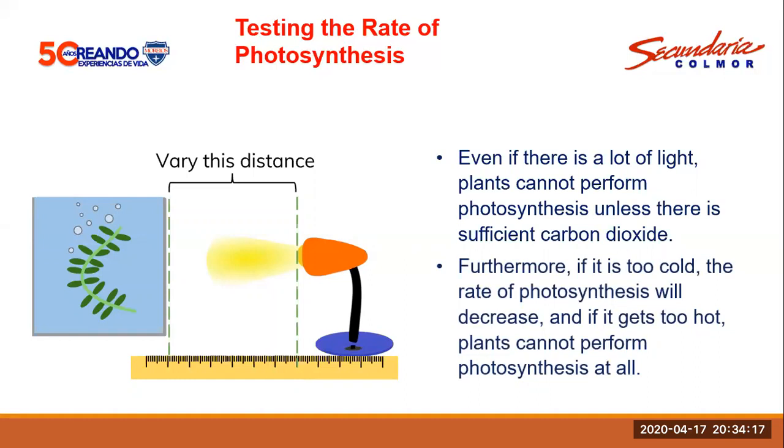Furthermore, in addition to all of this, if it's too cold, for example, when it's snowing, the rate of photosynthesis will decrease. That's why some pine trees, for example, it's not like they die, but the photosynthesis rate is very, very low. Or if it gets too hot, plants cannot perform photosynthesis at all. So that's why plants cannot survive in the desert, right?